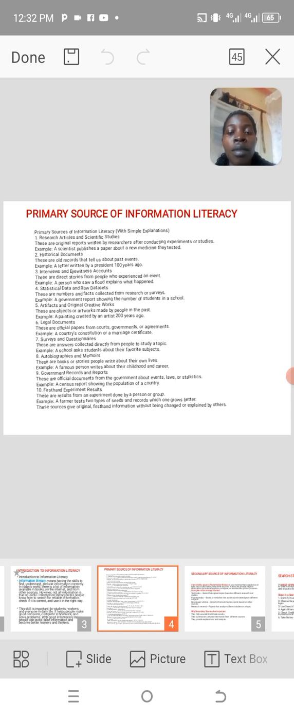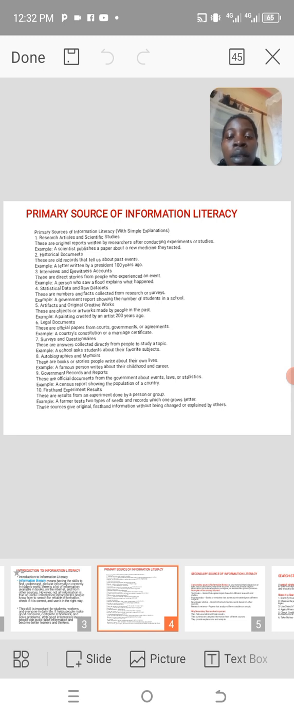Number seven, we have surveys and questionnaires, which are answers collected directly from people for the study of a topic. Number eight, we have graphics and memories. Then number nine, we shall look at government records and reports. These are official documents from a government about events, laws, or statistics.